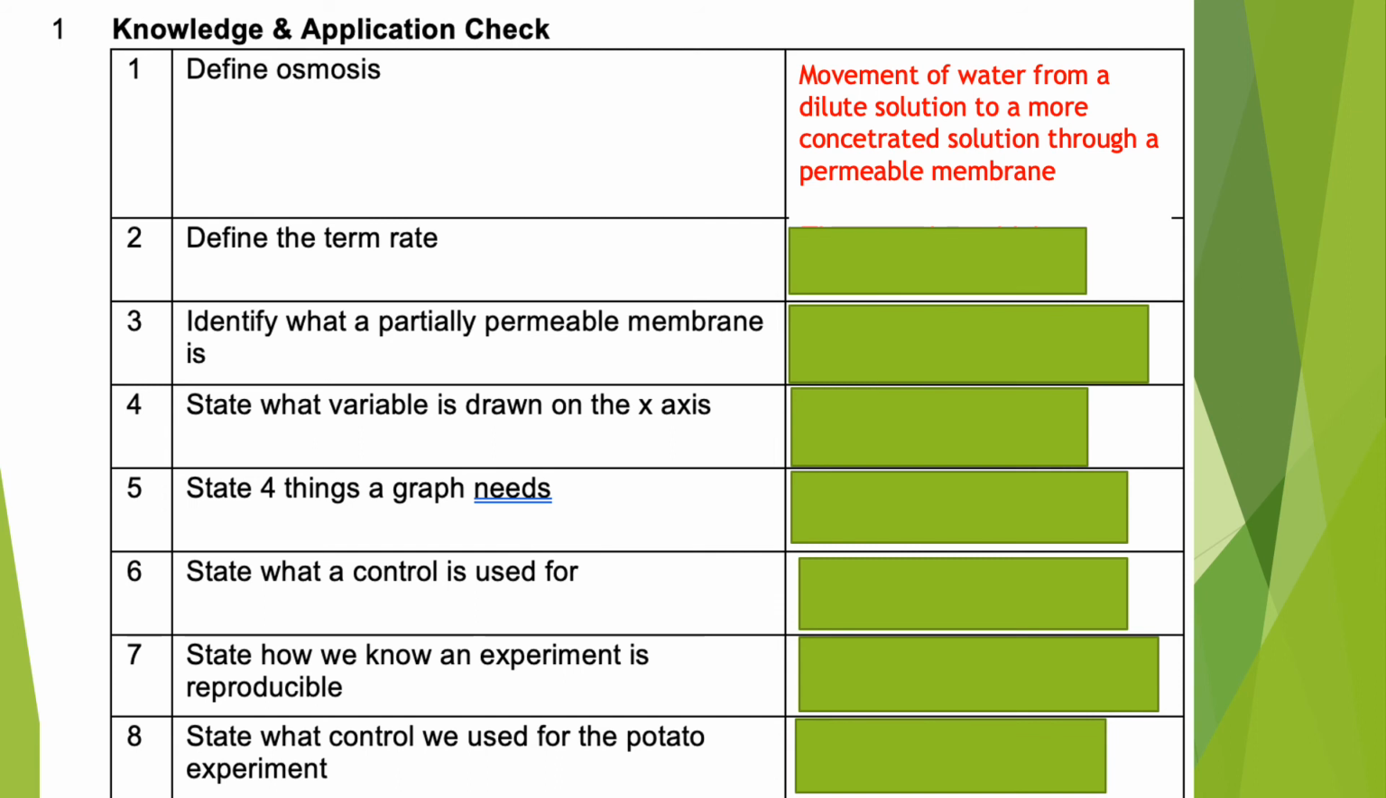Number 2, define the term rate. All right, so rate will be the speed at which something occurs. All right. So if you have a very fast rate, then obviously it goes fast. Low rate goes slow. Number 3, identify what a partially permeable membrane is.